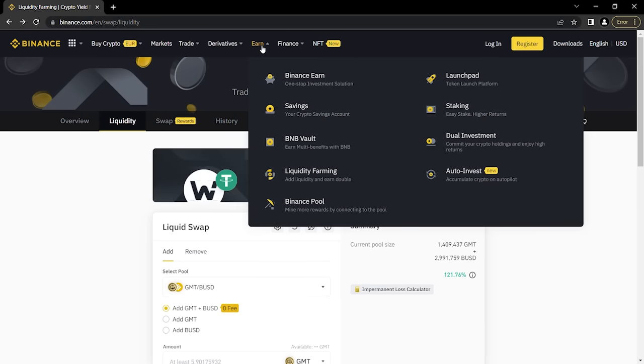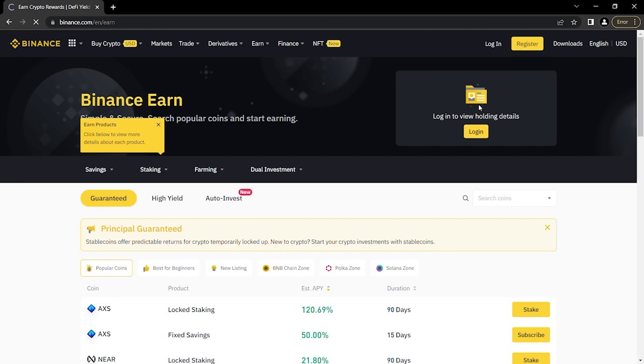Earn. Another amazing set of features. Here you can see multiple investment and earning options like Binance Earn. Binance Earn is a one-stop hub on Binance where you can see all your earning possibilities open for you and the crypto funds you hold.